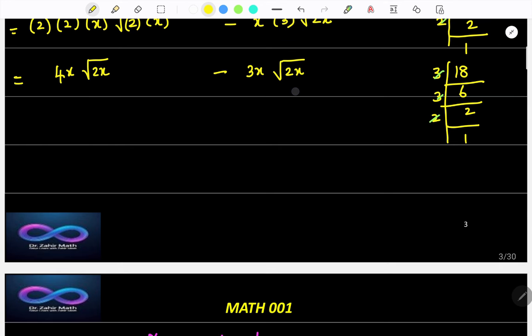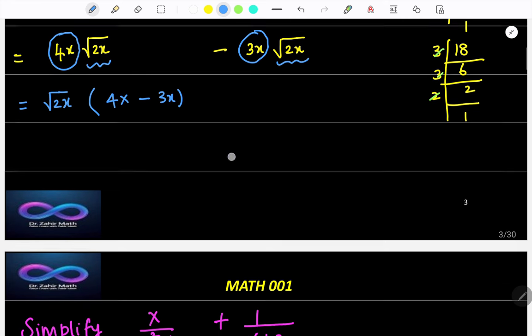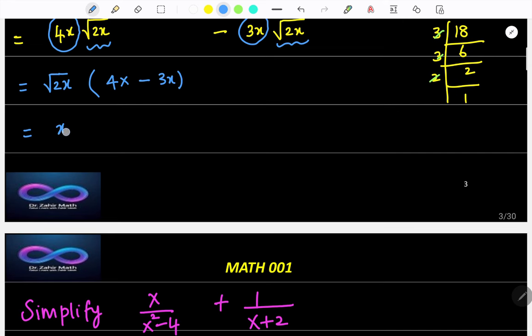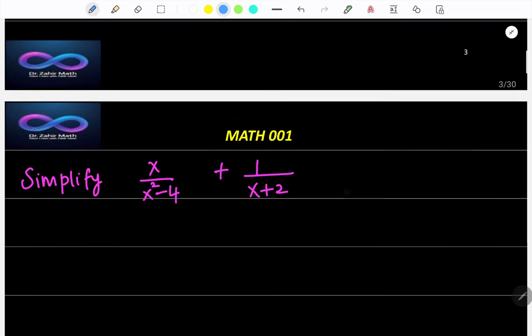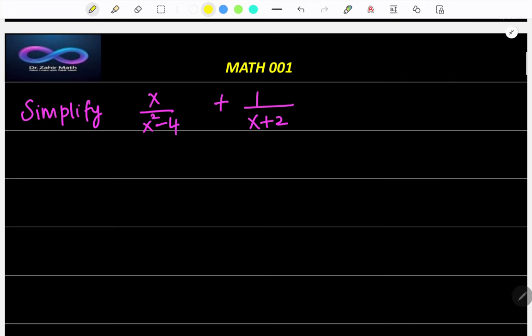This term and this term are the same term. You look here, there is a 4x and this is 1, and there is a 3x and this is 1. So you can take the common factor, square root of 2x, or you can simply say 4 minus 3 is 1. 4x minus 3x, so this is going to become x square root of 2x. So this is going to become your answer. Clear? Let's go to the next question.